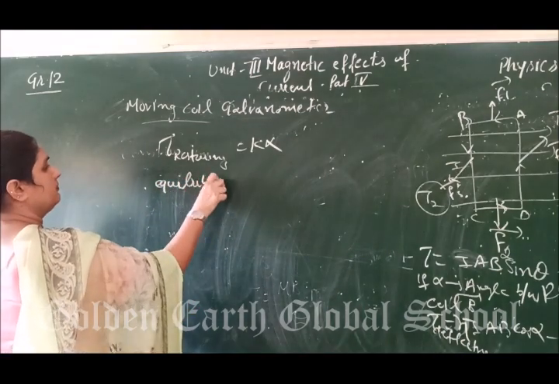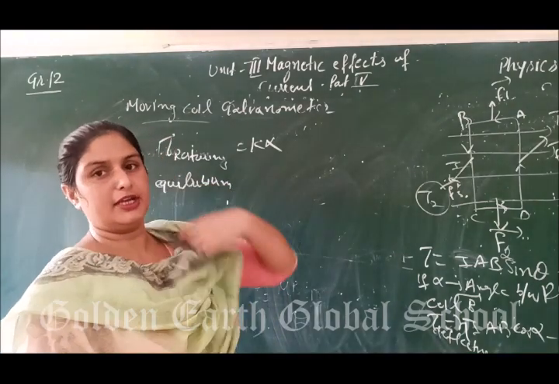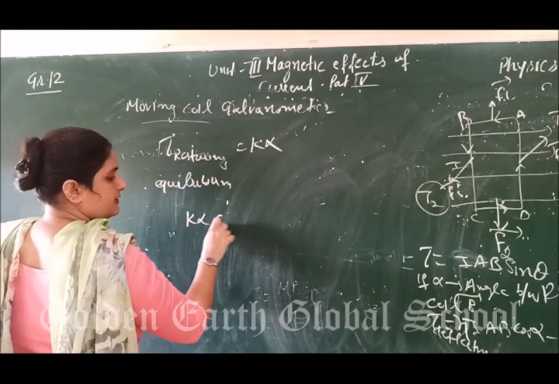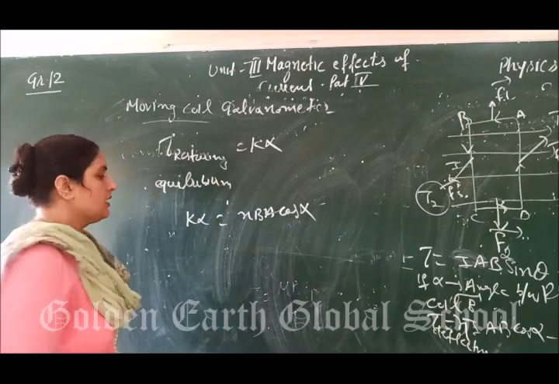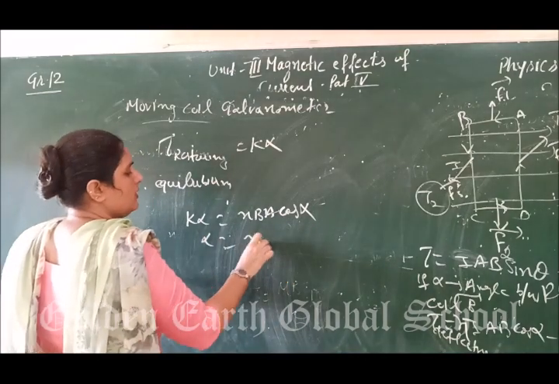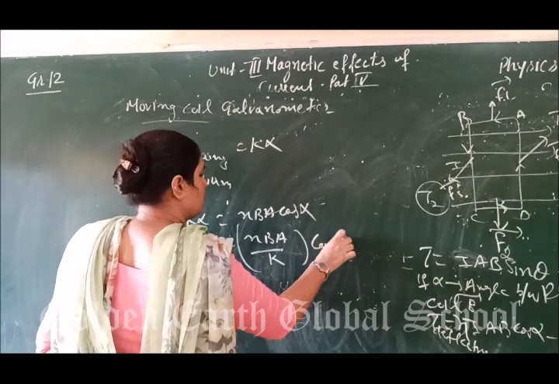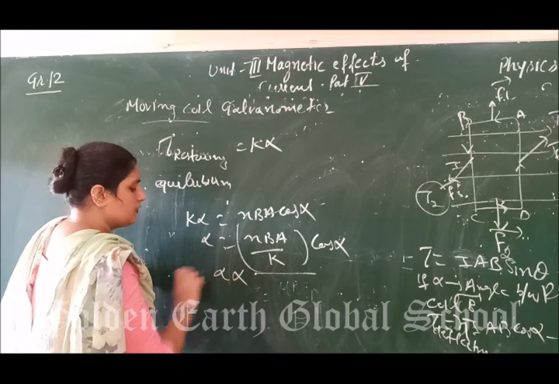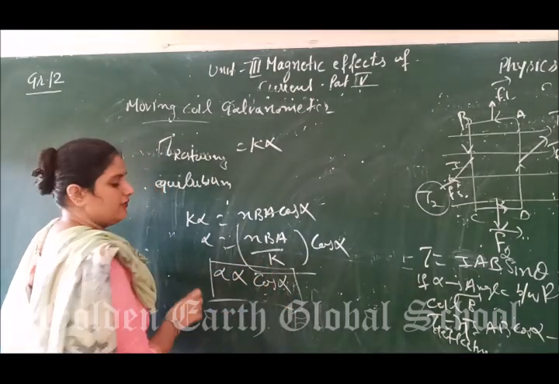At equilibrium, the restoring torque will be equal to the deflecting torque. The restoring torque is K alpha, that is equal to NBA cos alpha. From here, alpha will be equal to NBA upon K into cos alpha. This term is a constant, so the deflection produced is directly proportional to cos alpha.